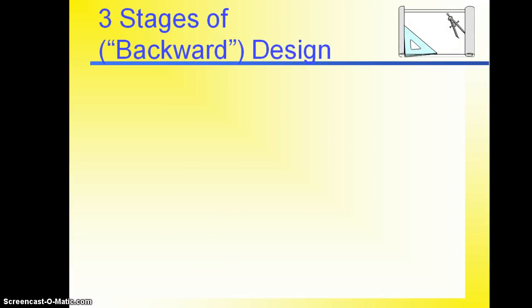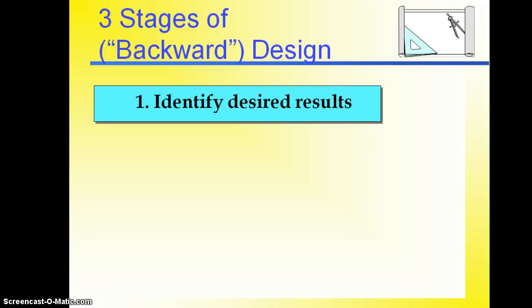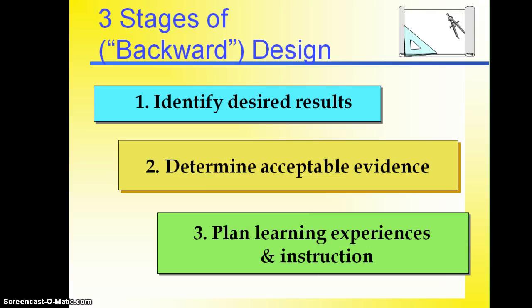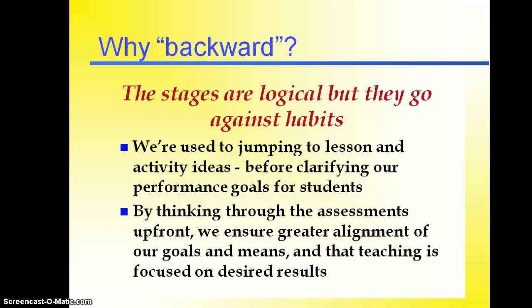First, let's look at the stages of backward design. The first is identifying desired results. The next is determining acceptable evidence. And finally, planning learning experiences and instruction. We'll look at each of these in detail. To start, we have to ask ourselves, why backward design?